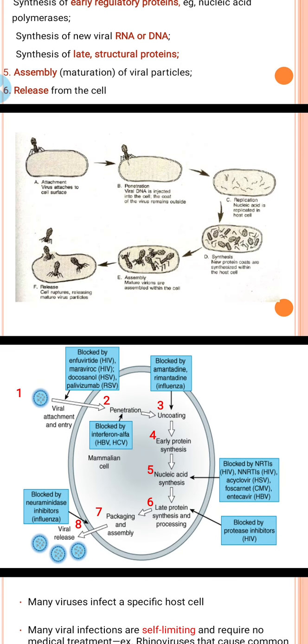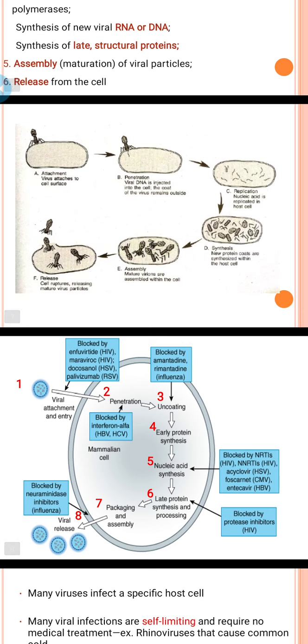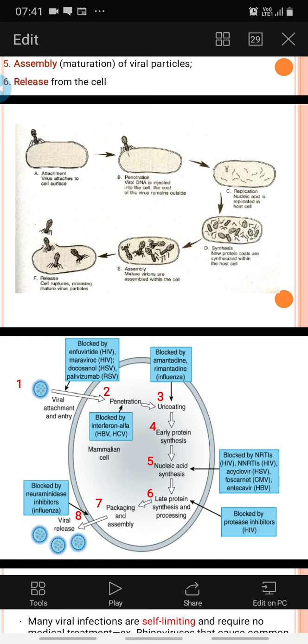So this is the picture which summarizes the different mechanisms of action of different antiviral drugs. Viral attachment and entry is inhibited by enfuvirtide for HIV virus, maraviroc for HIV virus, and docosanol for the herpes simplex virus. Number 2, penetration, is blocked by interferon alpha, mostly used in hepatitis B and C virus. Number 3, uncoating of the virus, is blocked by amantadine and rimantadine, applicable for the influenza virus.